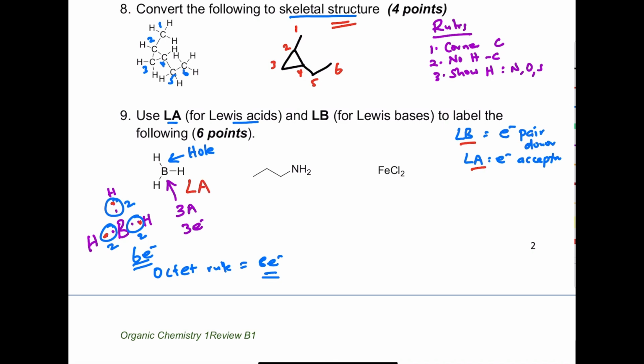Next, we have nitrogen. So that's an amine, but that nitrogen has 2 electron pairs, and it's going to donate those 2 electron pairs, and because it donates 2 electron pairs, that will be a Lewis base.